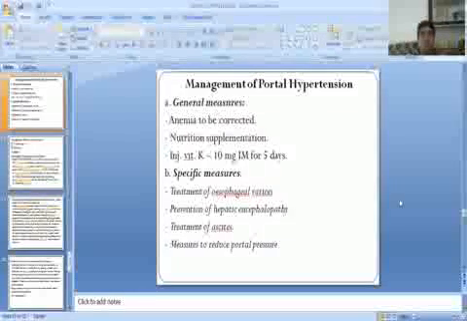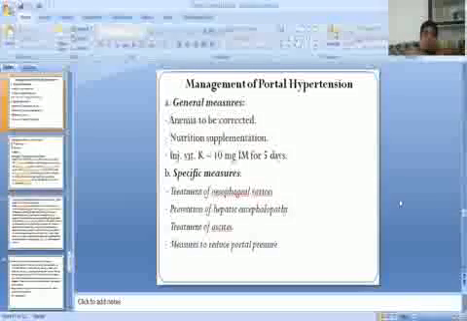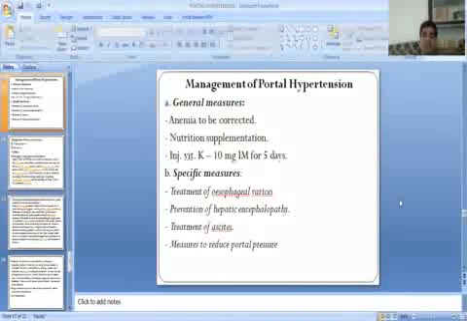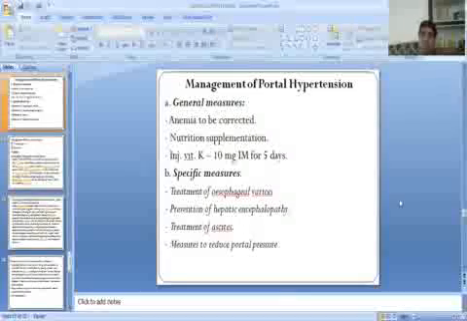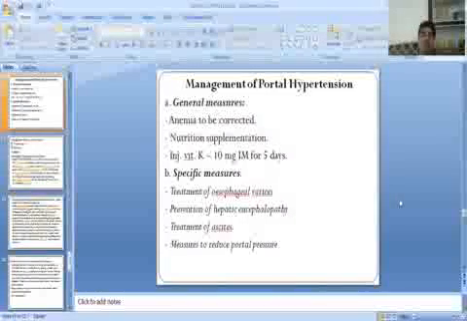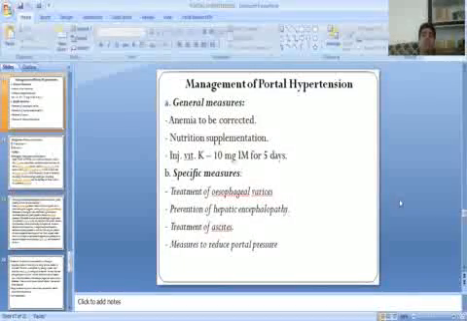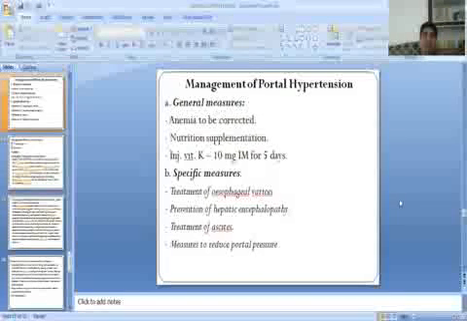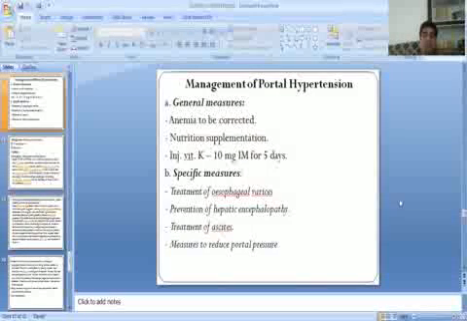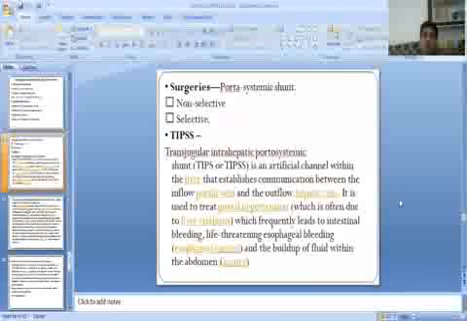For portal hypertension, first general measures: anemia to be corrected. Nutrition supplementation, injection vitamin K, 10 mg IM for 5 days. Specific measures: treatment of esophageal varices, prevention of hepatic encephalopathy, treatment of ascites, measures to reduce portal pressure, surgery, portosystemic shunts, non-selective and selective.